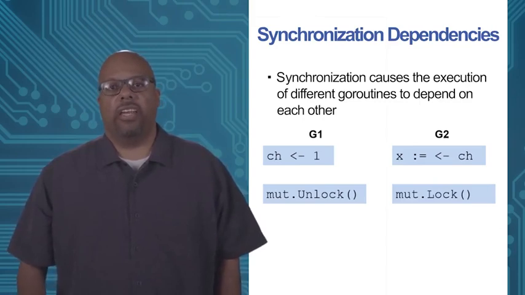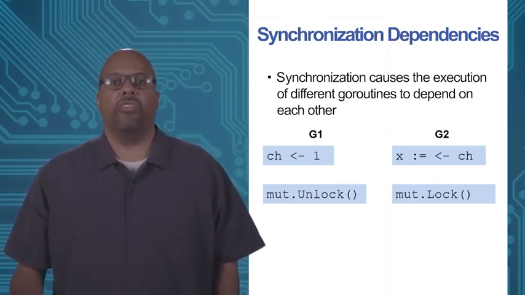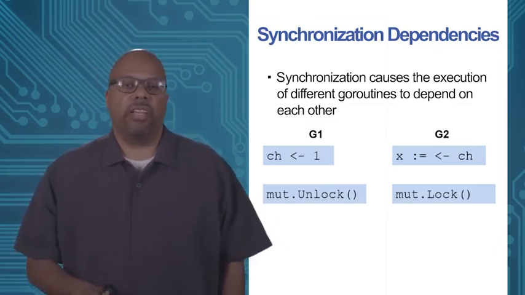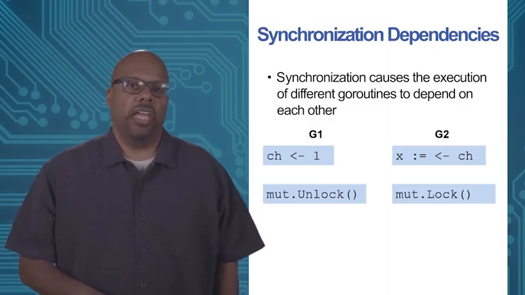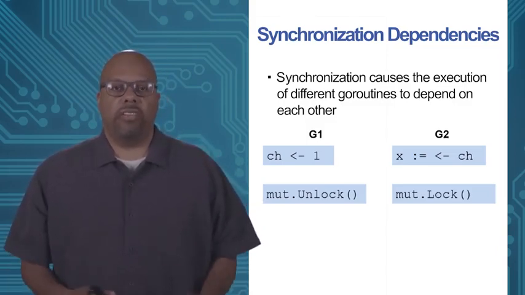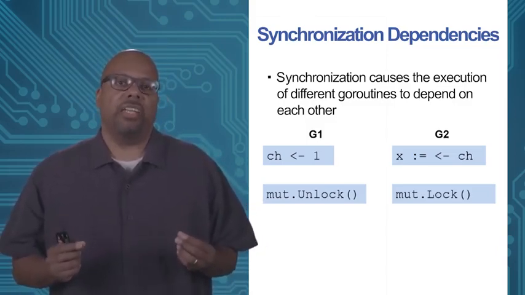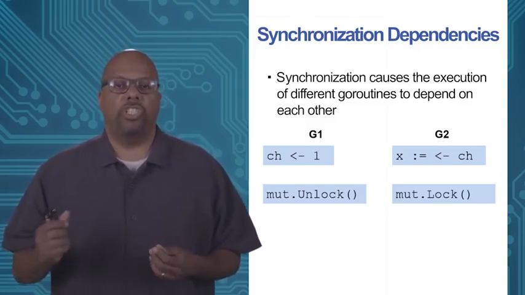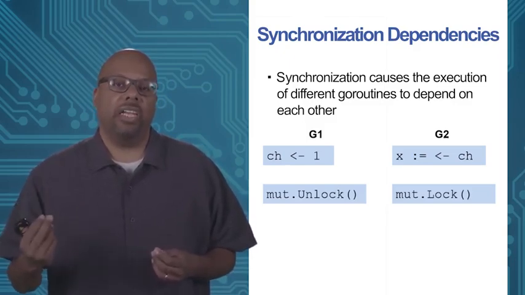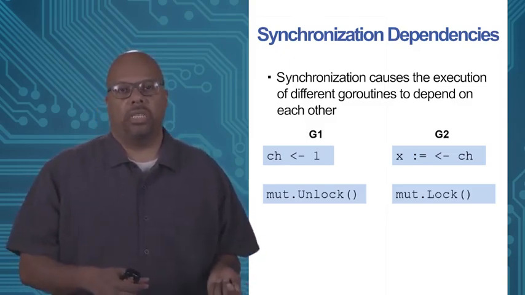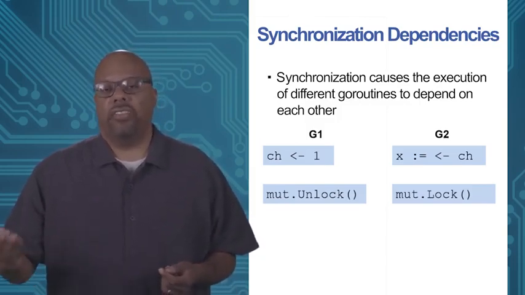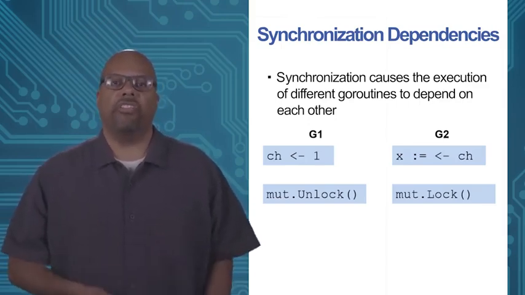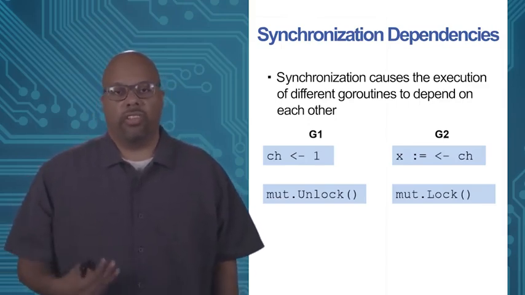On the other side, G2 is reading from that channel. It's taking ch, reading something from it, and assigning it to x. So there's a dependency here because G1 is writing onto the channel, and G2 is reading from the channel. It's a blocking dependency in the sense that G2 can't continue past that read line until G1 does the write, because G2 is going to wait right there until G1 actually does the write. So G2 depends on G1. Its execution depends on G1.